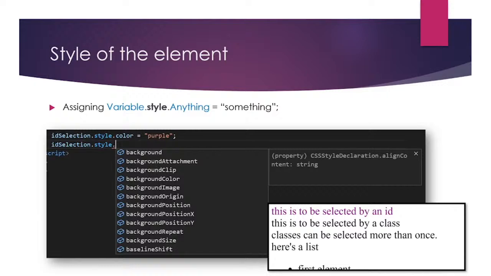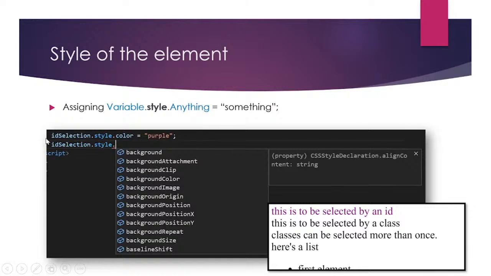So let's first talk about the style of the element. This is the syntax for manipulating the style of the element. If I say idSelection.style.color equals purple, it changes the color from black to purple of this selected div.